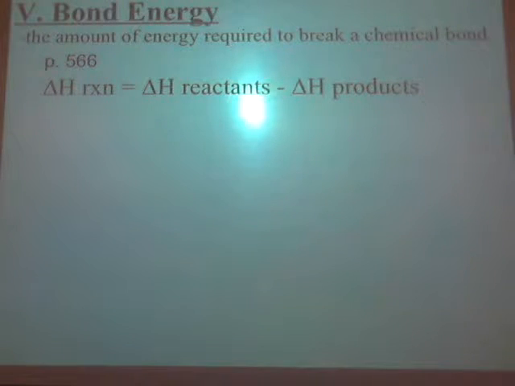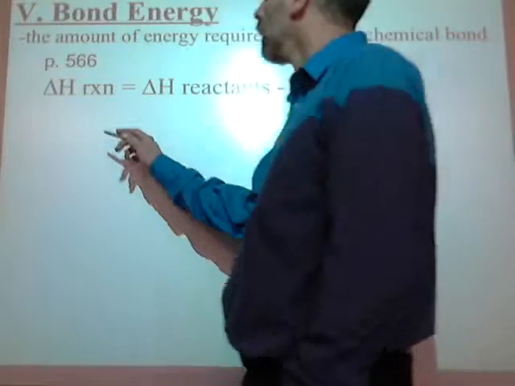Delta H: the reactants minus delta H the products. Reactants minus products instead of products minus reactants. And that may seem confusing, because it should. It's the exact opposite of what we've been seeing. Okay?